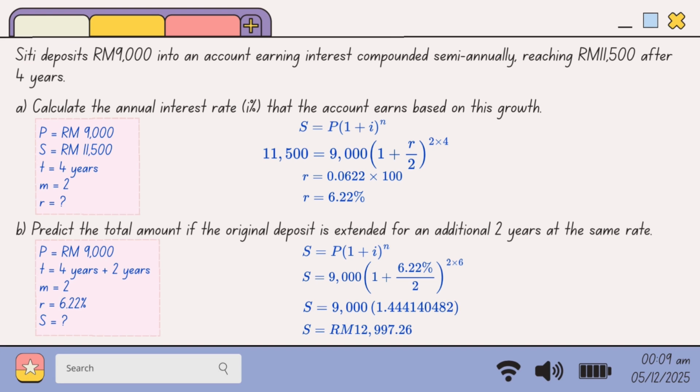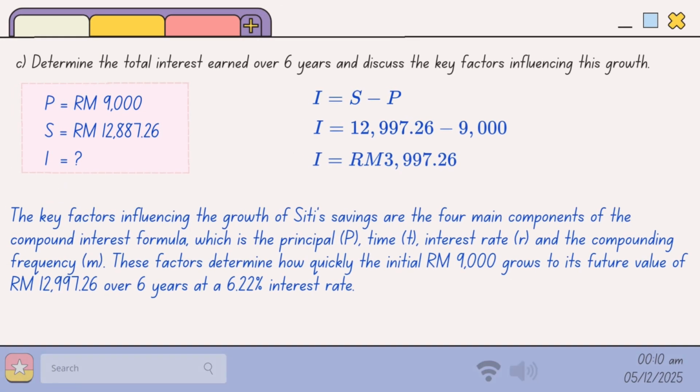Now let's move on to 5b. Predict the total amount if the original deposit is extended for an additional 2 years at the same rate. The formula we're going to use is the same as before. Then we're going to put in the information we had, which is S equals 9,000 multiplied by 1 plus 6.22% divided by 2, to the power of 2 multiplied by 6. So S equals 9,000 multiplied by 1.444140482. So the answer will be S equals 12,997 ringgit 26 cents.